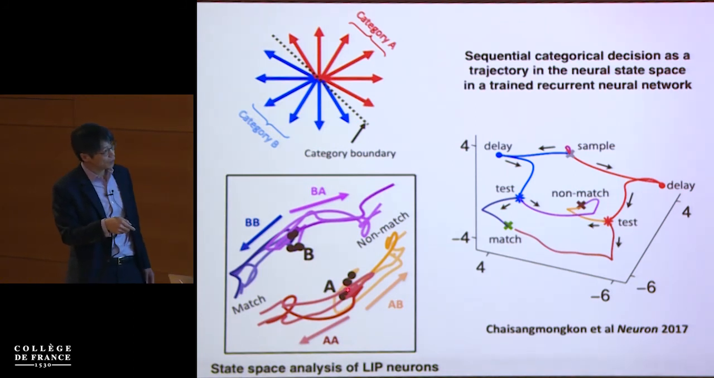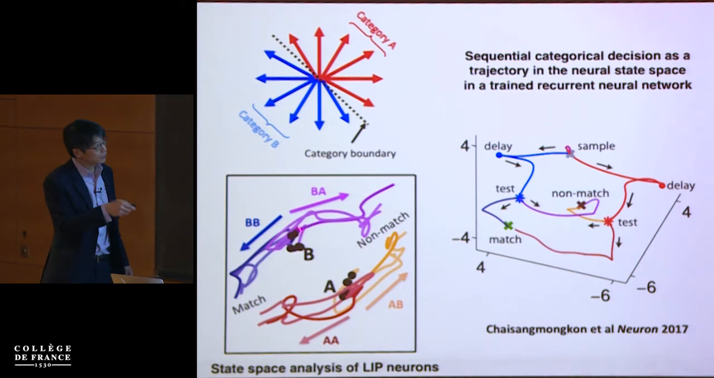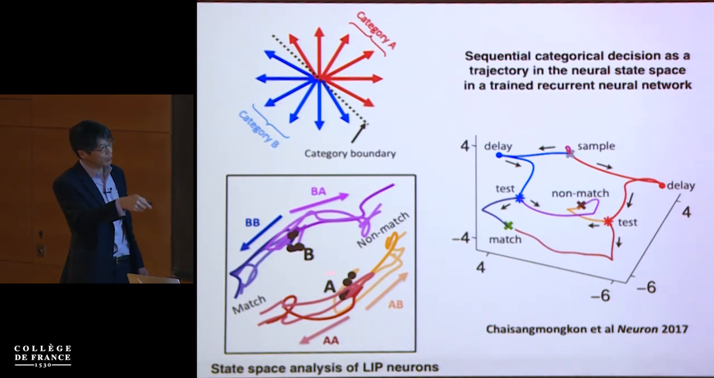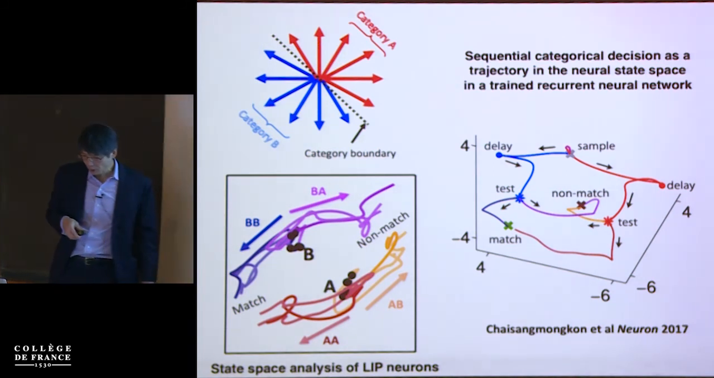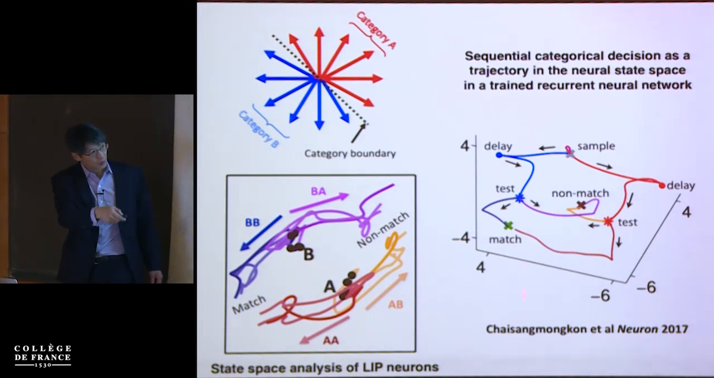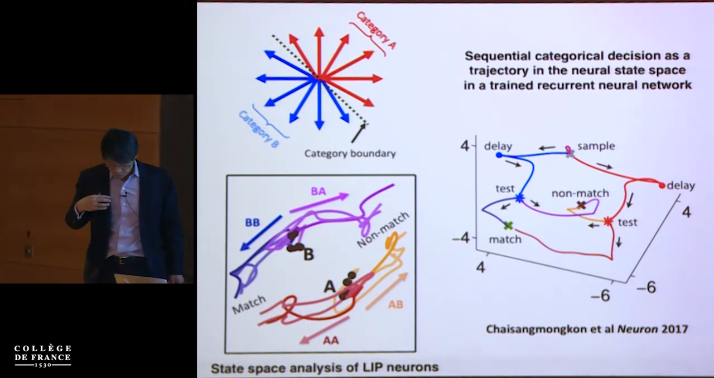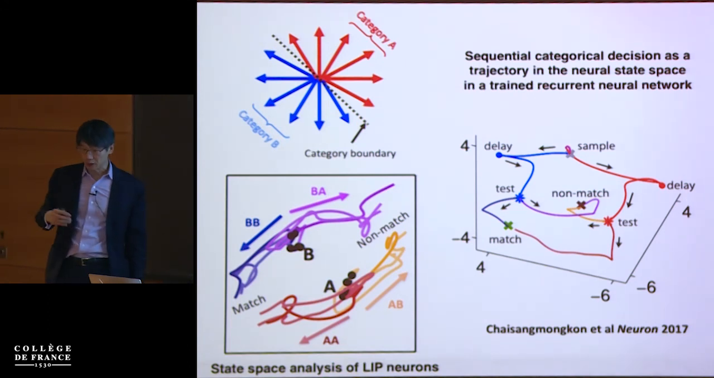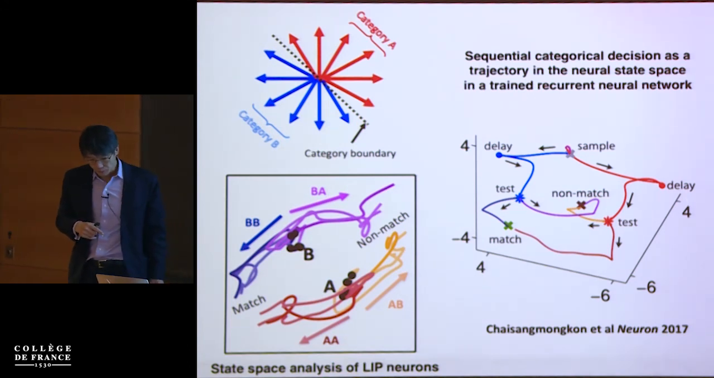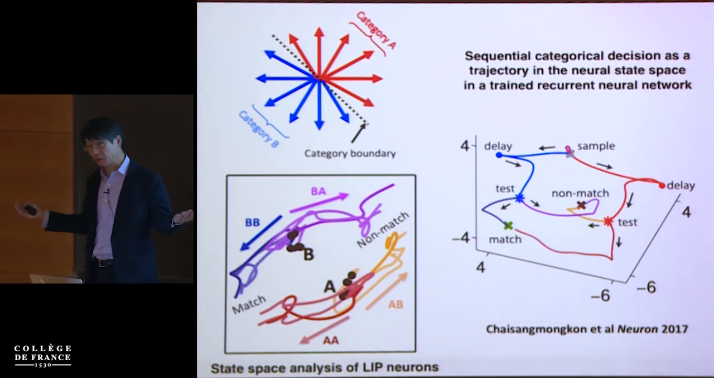So during the test period, there's this bifurcation of trajectories. If it's a match, AA or BB, you go this way. If it's no match, BA or AB, you go the other way. This model, by a graduate student, Xiao, was developed using this training recurrent network paradigm, which I did not explain to you.